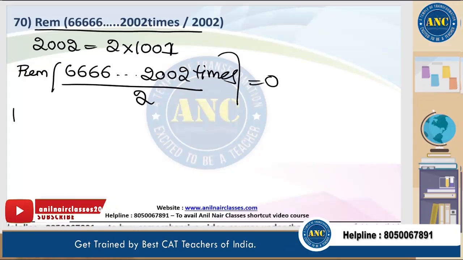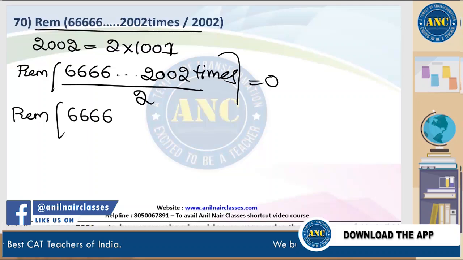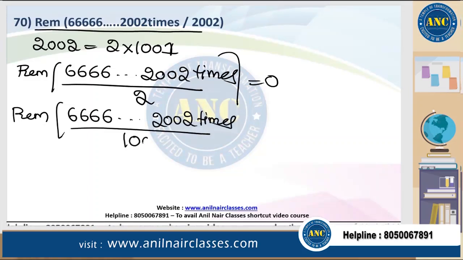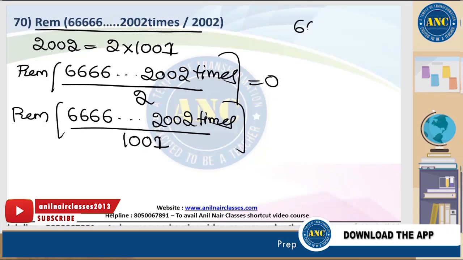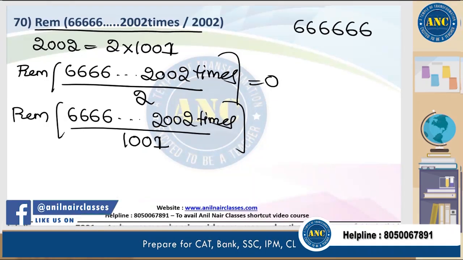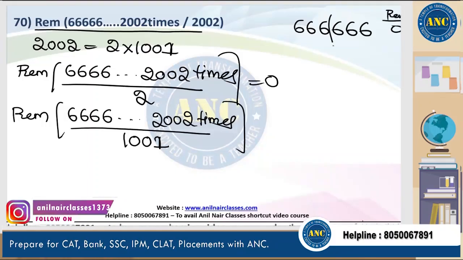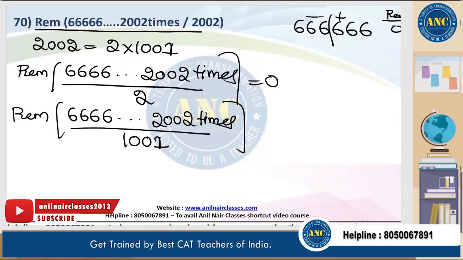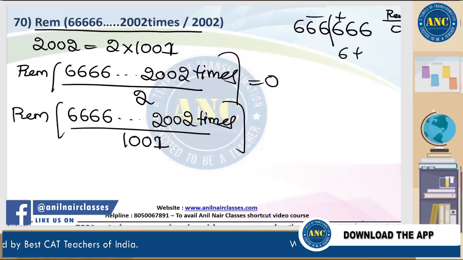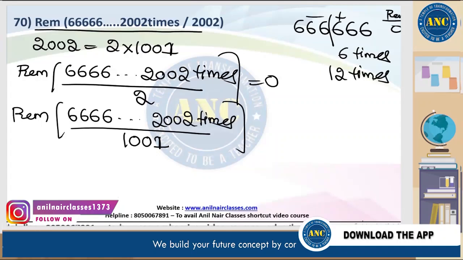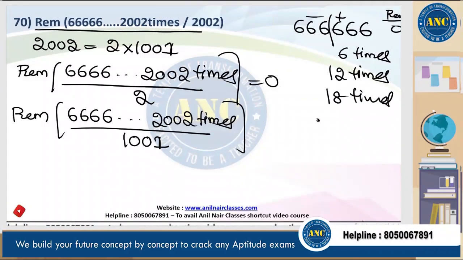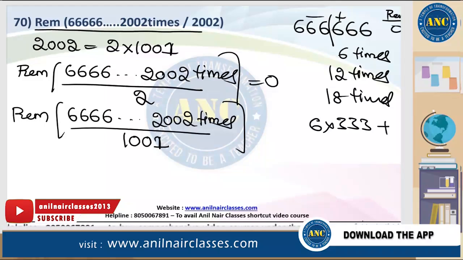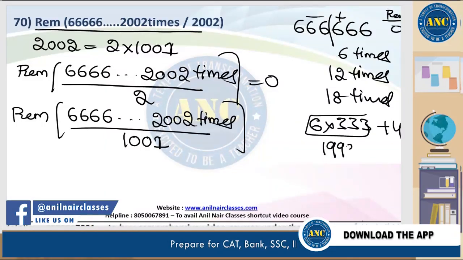First is 2a. Next is 1001. 666666 written 2002 times divided by 1001. 1001 means a 3-digit number written an even number of times, it is 0. Remainder 0. That means any 3-digit number written an even number of times means single digit written 6 times. So 6 times it is 0. 12 times 0. 18 times 0. 6 into 333 is 1998. That means 1998 times it is 0.